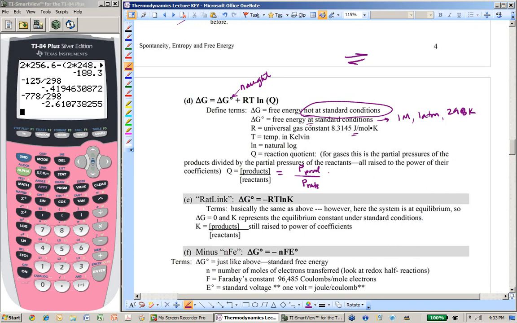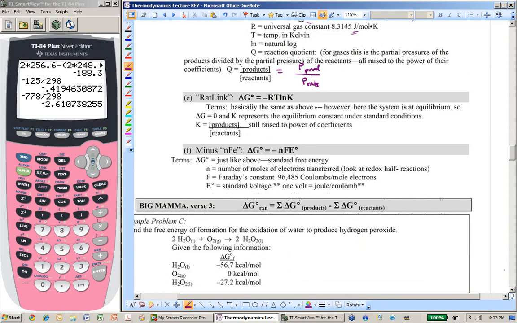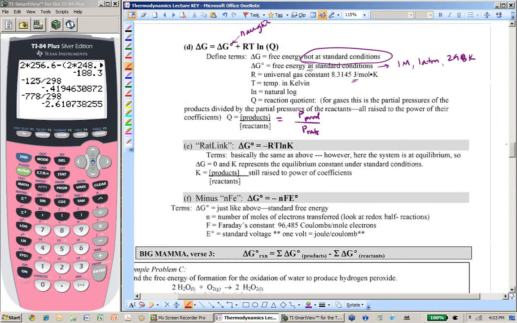And all of these are raised to the power of their coefficients and multiplied by each other. Pure solids and pure liquids do not participate in that expression. So as Q changes, we're going to have some issues going on. At equilibrium conditions, K is equal to 1, and Q would be equal to 1 as well, because that's the one and only moment when Q and K equal each other. And so if you do that, delta G is going to be equal to 0.